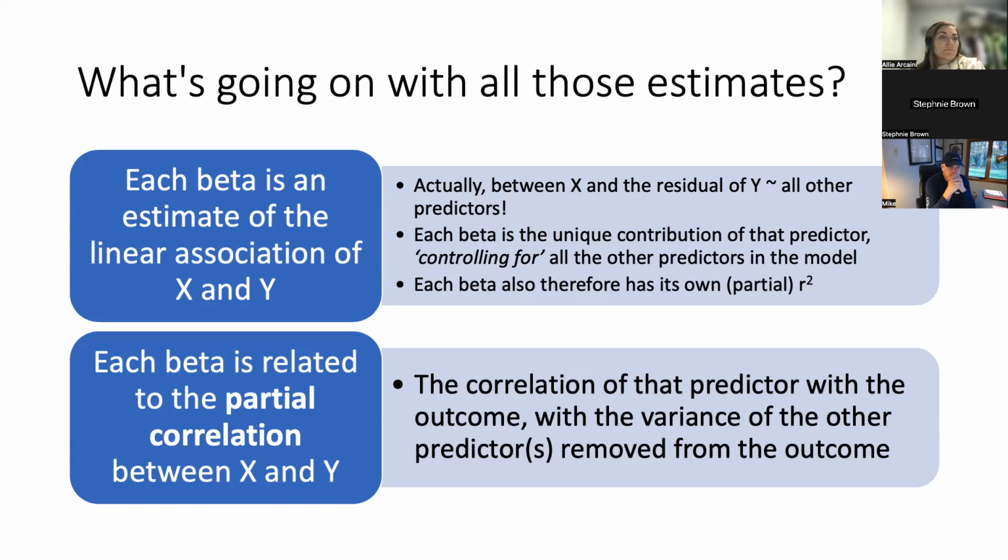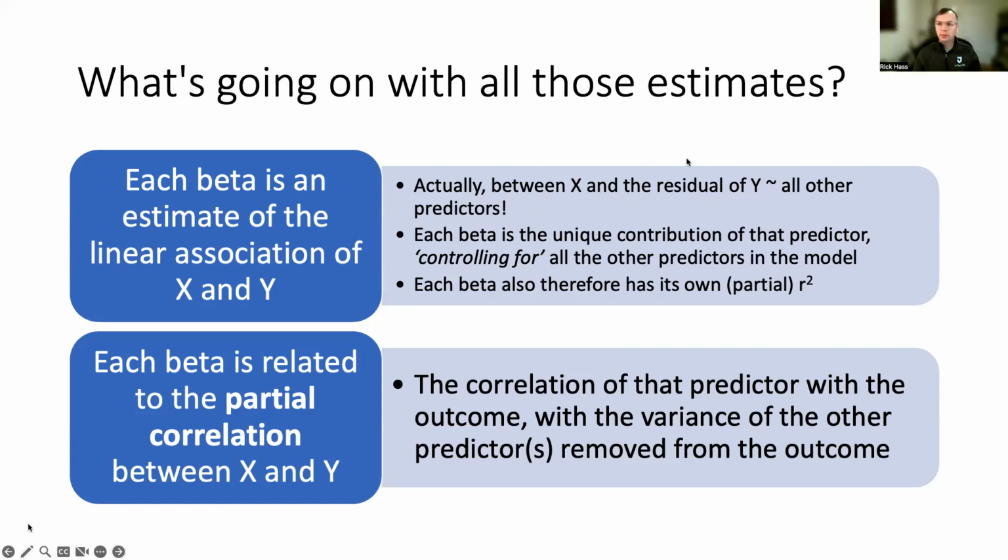So another way to think about that is that in a multiple regression model with multiple independent variables, the beta coefficients, the regression weights, are giving us the unique contribution of that predictor in the model, controlling for all the others. And there is a concept in correlational analysis that's analogous, called the partial correlation.